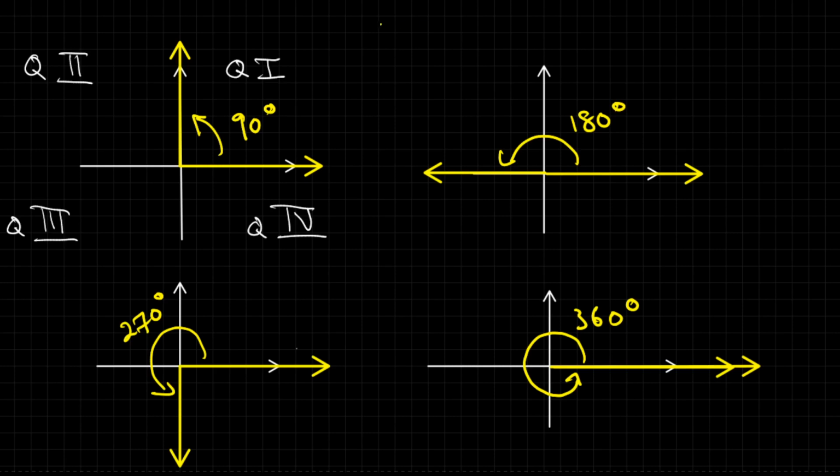Now these 4 angles have a name. They're called the quadrantal angles. And for basic visualization of different angles, it's important to have an understanding of what these angles look like. It'll also be important that you have an idea of what the angles look like that are fractions of 90 degrees.